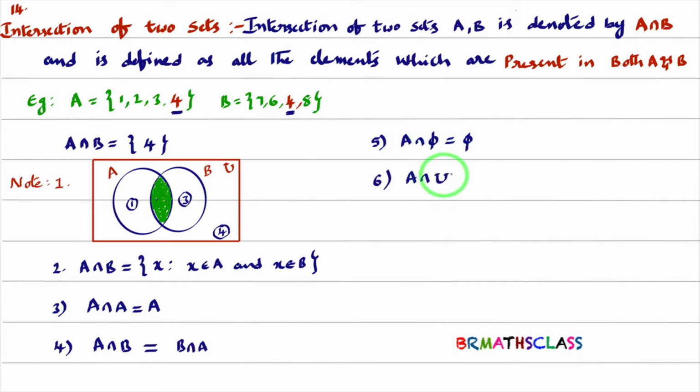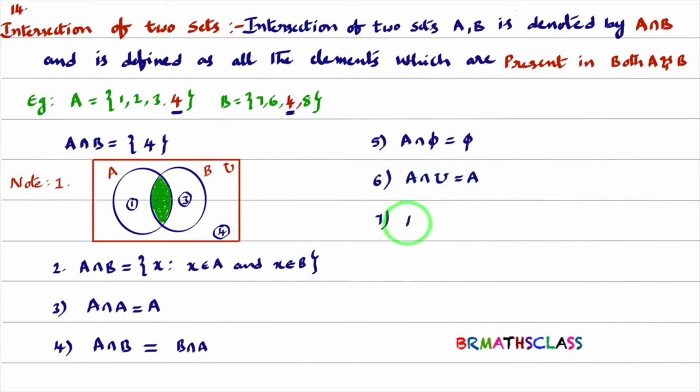A intersection universal set. The universal set is the set which consists of all the sets or elements under consideration. In these two sets, which one is the smaller set? Obviously, the set A is the smaller set compared to the universal set. When we do the intersection, we will get the smaller set only. Okay, so A intersection universal set is A only.